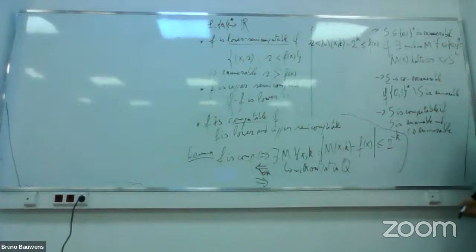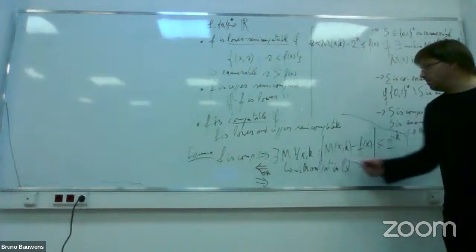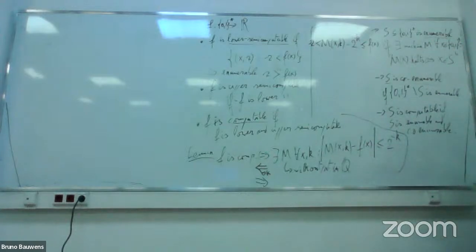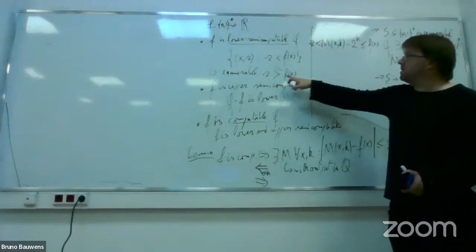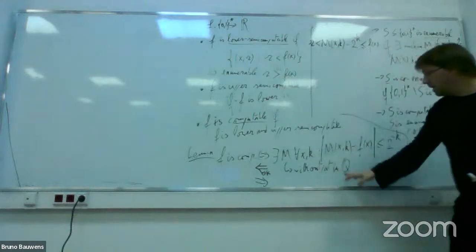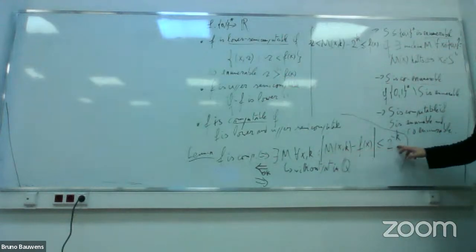Okay, so now let us assume that we have machines that halt on this set and on the same set with the opposite sign. How can we get a machine that satisfies this inequality? Take some x, for example, 0. And then start these programs.